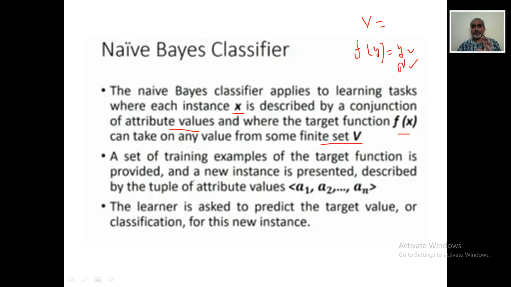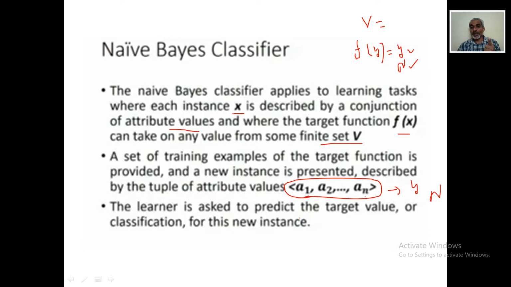So we have some set of training examples, and we train our model based on them. Now a new instance is presented. When a new instance comes, we describe it by a tuple of attribute values a1, a2, up to an. Now the learner is asked to predict the target value. For this new instance with these attribute values, he has to predict whether he can play tennis or not. This is what you have to predict.